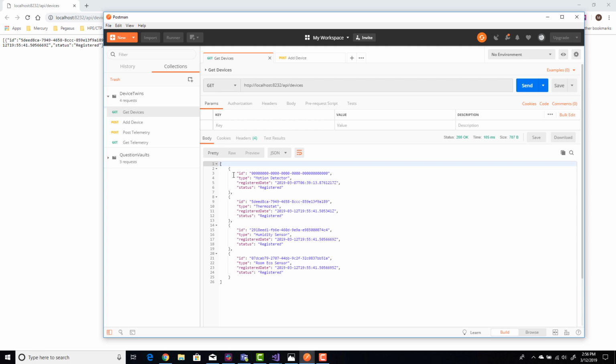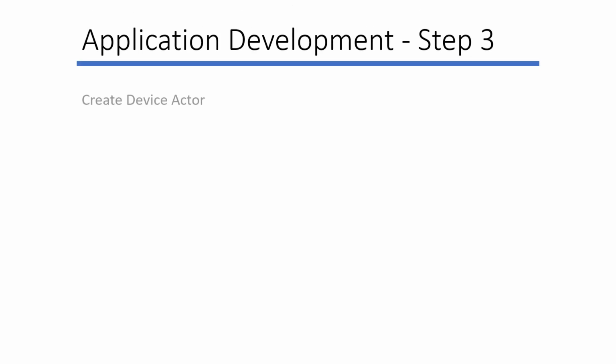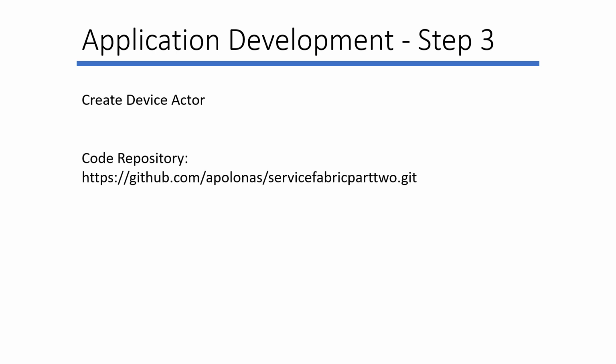We can see that the GUID is the default value, and that's okay. The intention is for the IoT devices to register themselves when they come online, and therefore the devices will supply their unique ID to the controller. In this step, we will create the device actor that will act as the device twin and store the telemetry data of its device. Actors are highly scalable single-threaded stateful services and therefore a natural fit for IoT device twins.